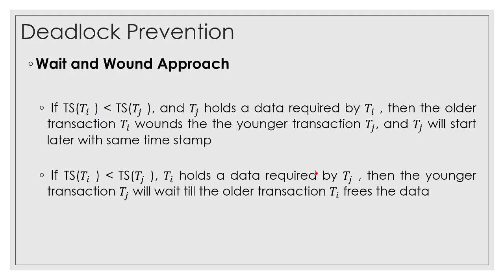The next approach is wait and wound. Here it is a preemptive approach, meaning one of the transactions is going to hamper the other transaction. And which transaction will hamper the other? The older will hamper the younger transaction.